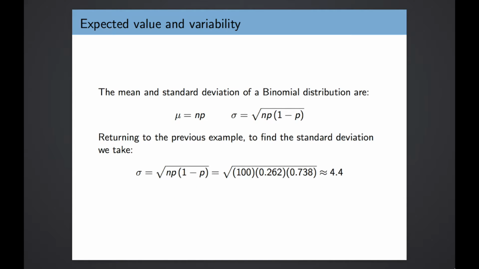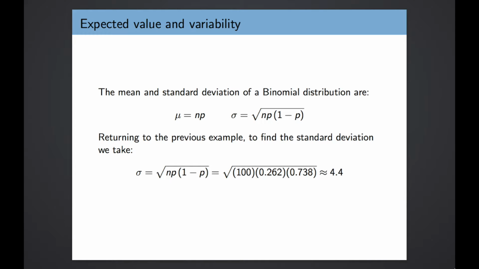So the proof for finding out what the standard deviation of a binomial distribution is not really important for this class, so I'm just going to give you the formula here. We expect that the standard deviation is equal to the square root of N times P times 1 minus P. So the square root of the number of trials times the probability of success times the probability of failure.